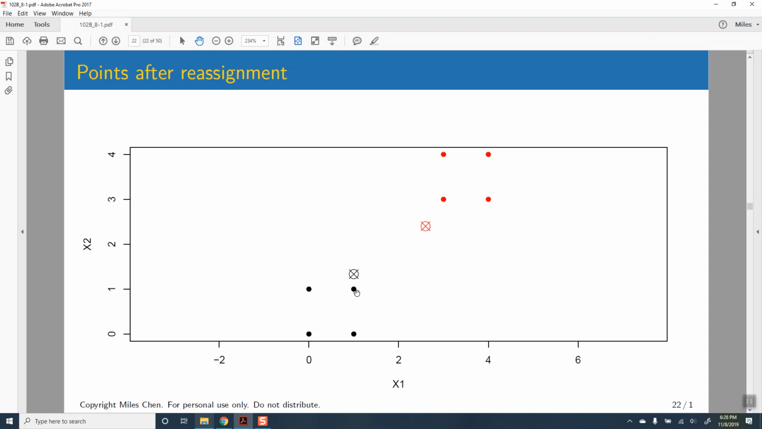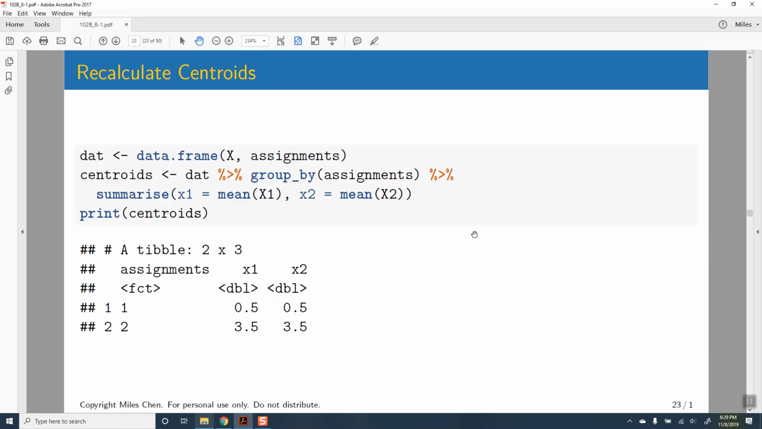Okay, so we found the centroids, and then we did all of the reassignments. Now we go back and find the centroids again. We're going to take these 4 points and ask, what's the centroid of these 4 points? Then we take these other 4 points, what's the centroid of these 4 points?